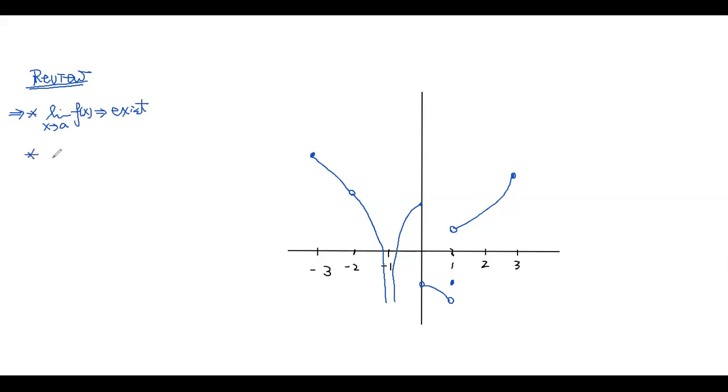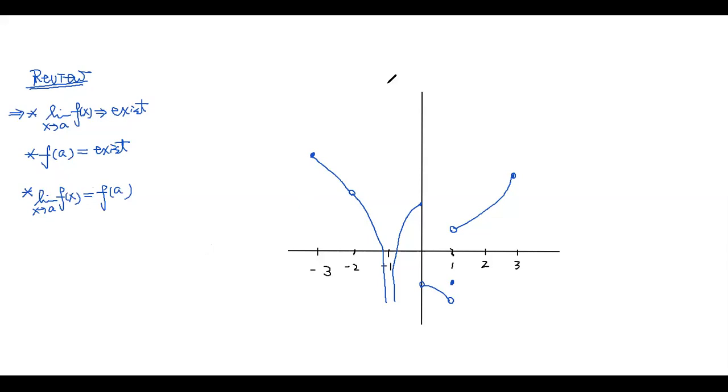The second condition is that the function value f of a has to exist. The third one: the limit exists and the function value exists, but that's not enough. To be continuous, the limit as x approaches a of f of x has to equal the function value. So don't forget, those are the three guiding principles when we talk about limits and continuity. Now let's take a look at the first problem.